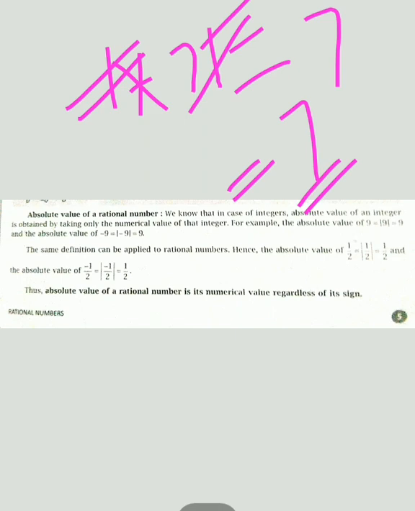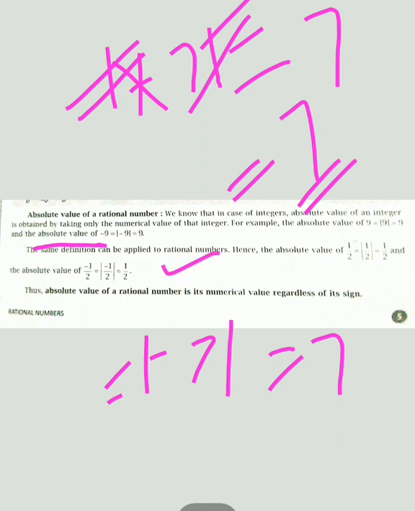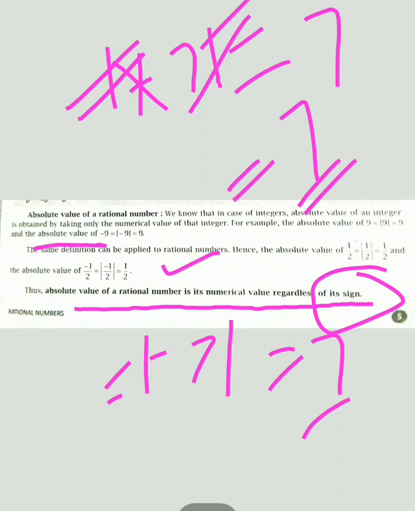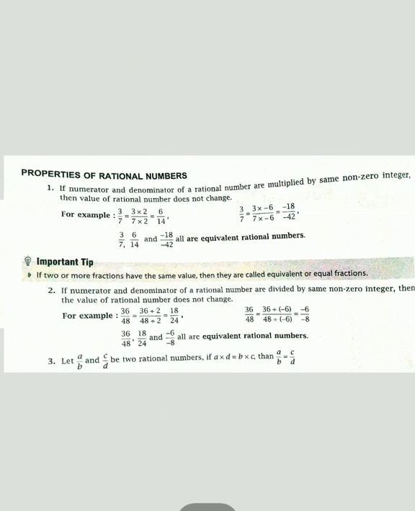Okay, suppose you take the absolute value of minus 7. We have to write the absolute value of minus 7. Then we put minus 7 in the modulus, and the answer would be 7. The same thing can happen with the fraction form. The absolute value of a rational number is its numerical value regardless of its sign. This is important because the sign is removed here. The minus sign we have to remove, and the number would always be in positive format.